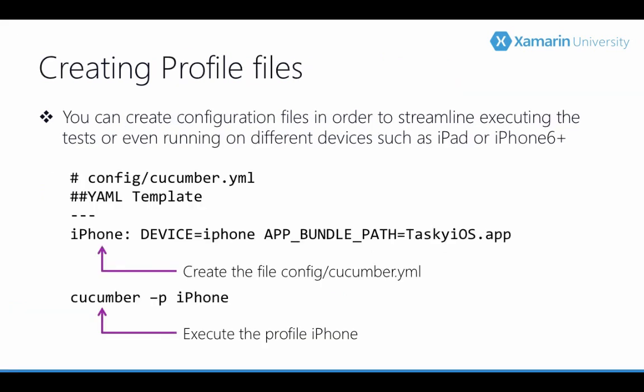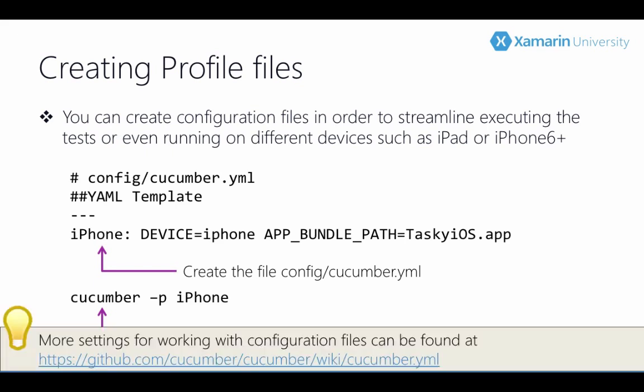When working with Calabash, you may also want to work with profile files instead of simply executing the tests. So rather than execute the command line arguments every time, you create a cucumber.yml file in your config folder. You can then specify profiles that determine what arguments will be specified, such as the app bundle path for iOS tests, but also the device and any other configuration settings that may be used. So there are more settings for the configuration files. In fact, follow the link that you can see on the screen to find more.